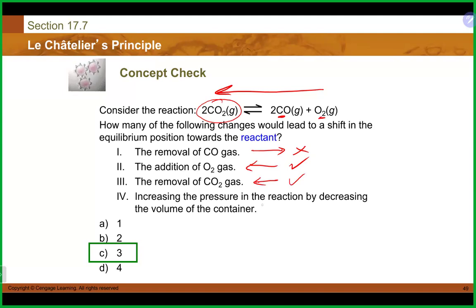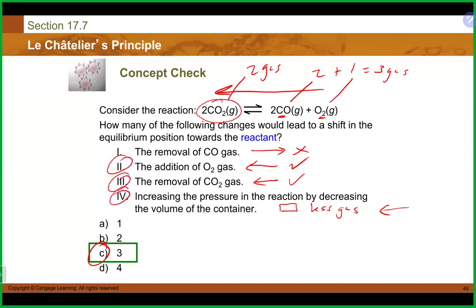And if we increase the pressure by decreasing the volume, again, small volume, less gas molecules is what's needed. On the left-hand side, we have 2 gas molecules. Here we have 2 gas molecules plus one more is 3 gas molecules. So it should shift to the left here. So 3 of them will cause the equilibrium to shift to the left. It is these 3 right here that will actually do that. Any questions on that there?